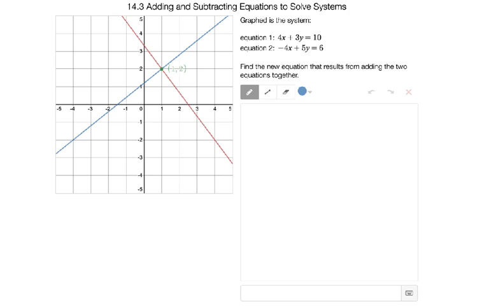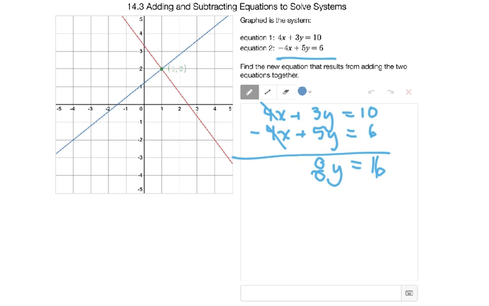Let's go back up. Now it's asking us, okay, so now you've got your graph, you've got your solution, but I want to take it one step farther. We're going to add and subtract equations to solve this. So here's our equation 1 and equation 2 right here. And I want you to find a new equation that results from adding the two equations together. So go ahead and do that.